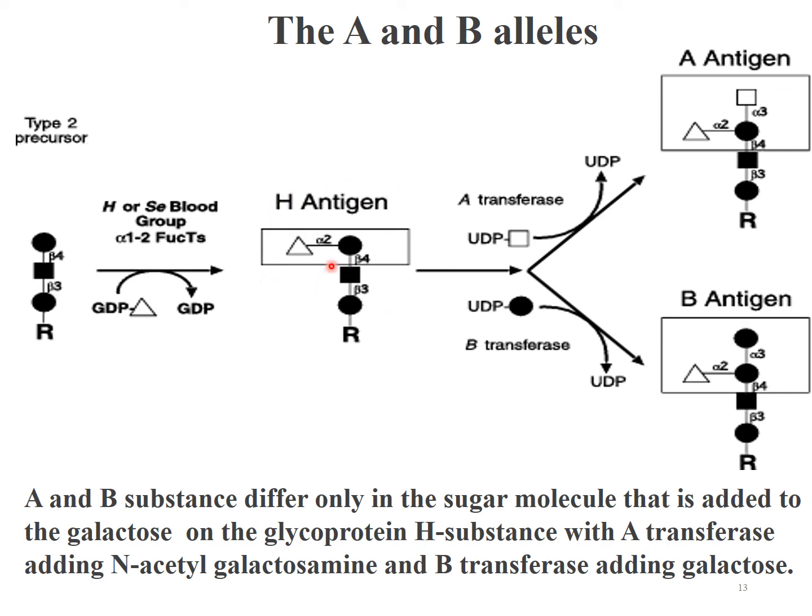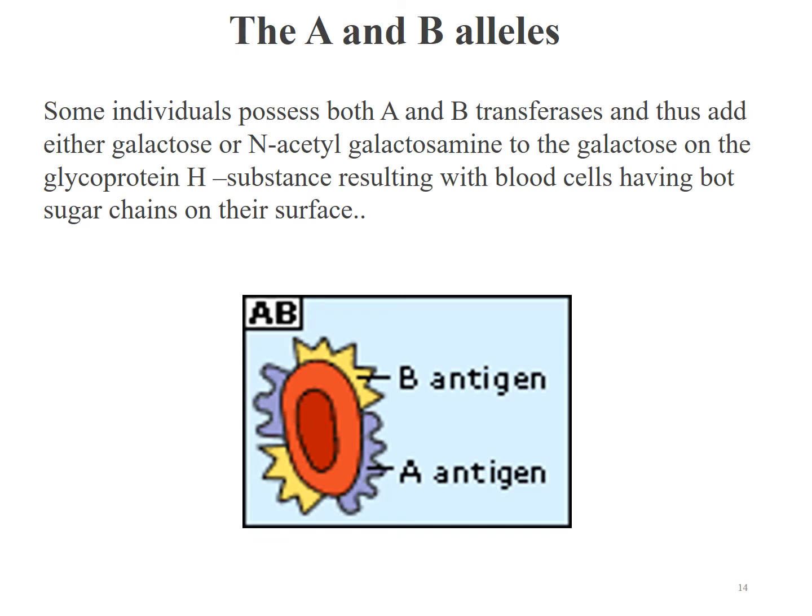O. So depending on the alleles that we have on chromosome 9, we can then make the A antigen if we have the A transferase, or the B antigen if we have the B transferase. And for certain people who possess both the A and B transferases, they can make antigen A and B, and therefore they are said to have the blood type AB.